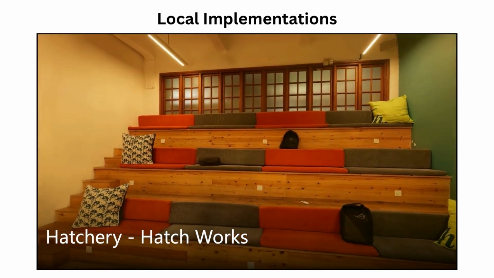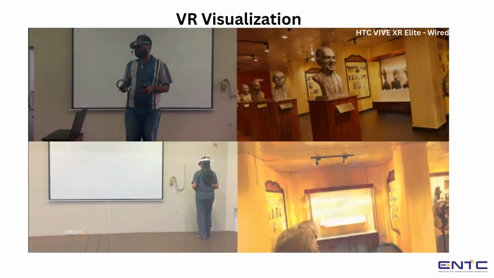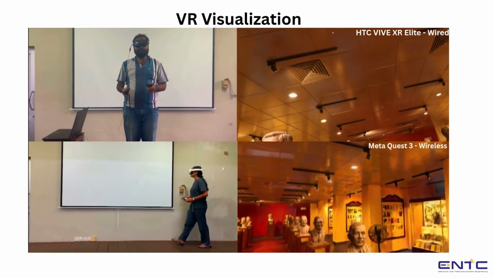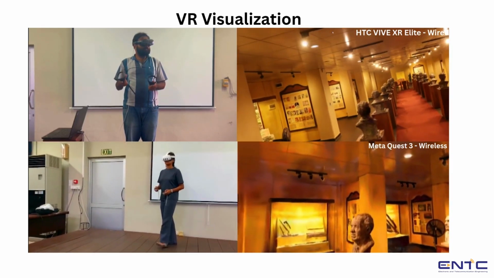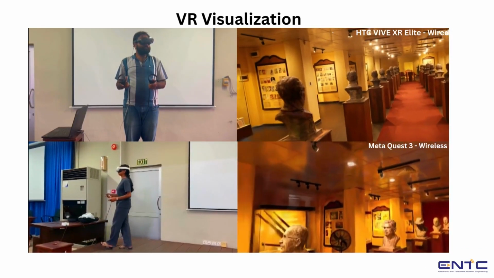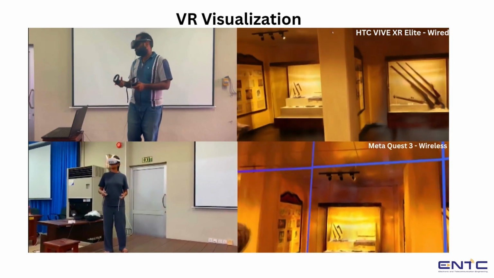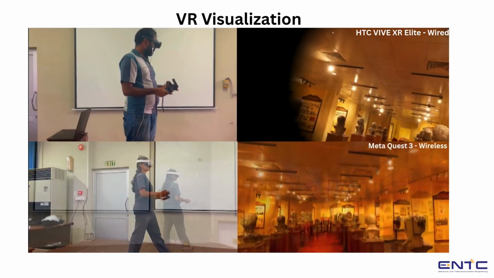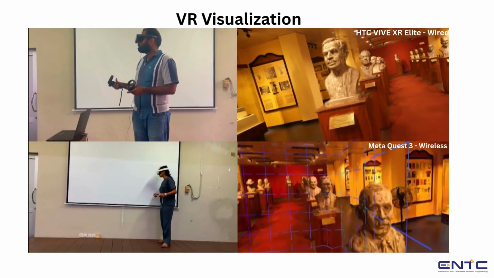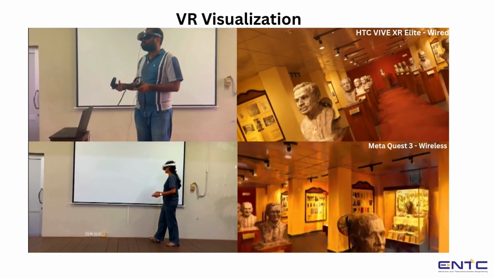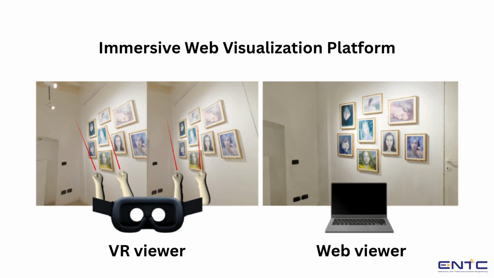Moving on to our VR viewer, this is a sample immersive experience through the Independence Memorial Hall, which was reconstructed using 3D Gaussian splatting. It enables a real-world scene to be experienced in virtual reality with 6 degrees of freedom. We believe unified web and VR viewing platforms of real-world scenes have the potential to transform various industries.